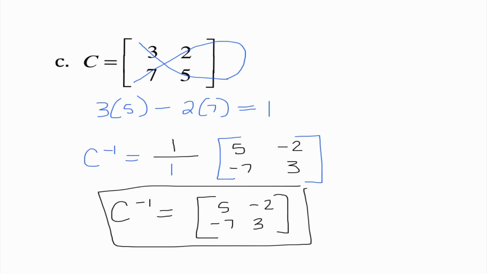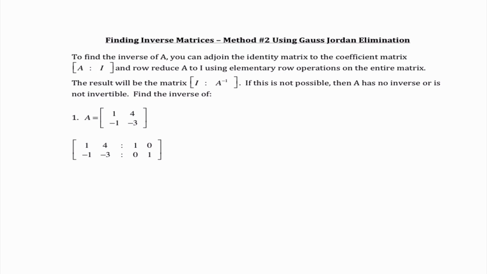Okay, so that is one method of finding the inverse of a 2 by 2. And quite honestly, it's pretty simple when we have our notes out. It gets a little bit tougher if we have to memorize that. So now we're going into the second method, which is using our favorite Gauss-Jordan elimination. To find the inverse of A, we can adjoin, which basically means join, the identity matrix to the coefficient matrix. So we have A and then our identity. And we can use our row operations to make it so that we have the identity on the left side.